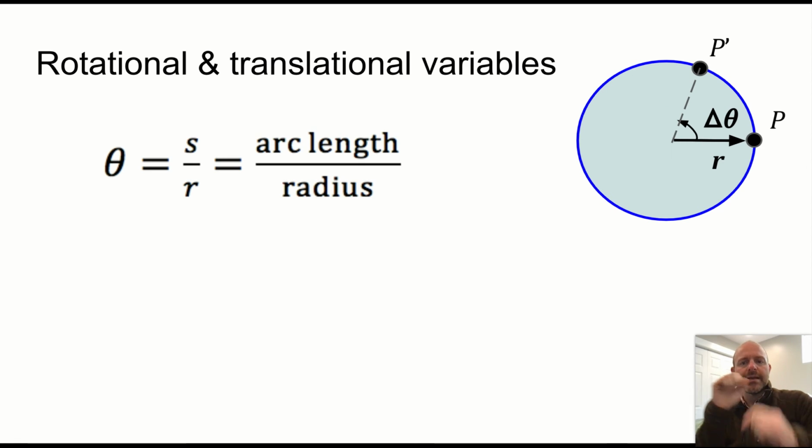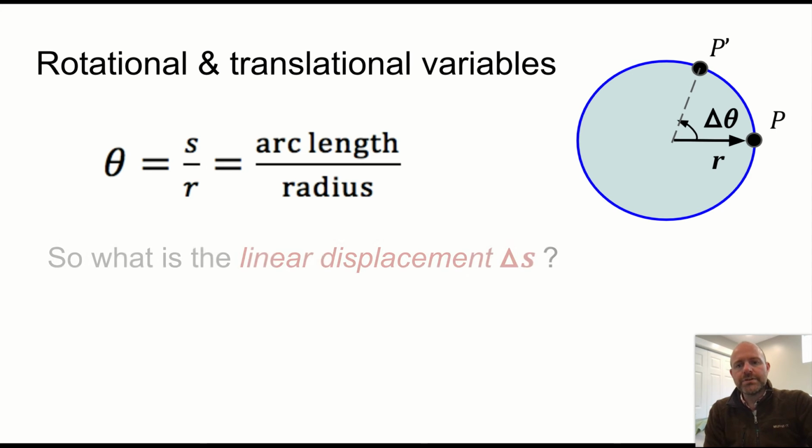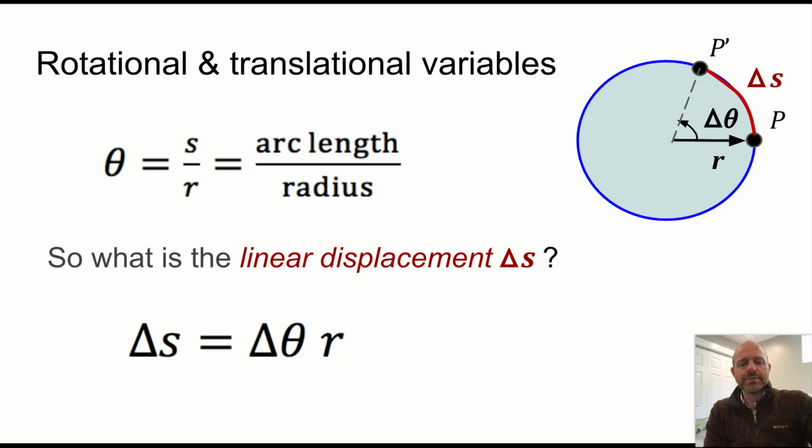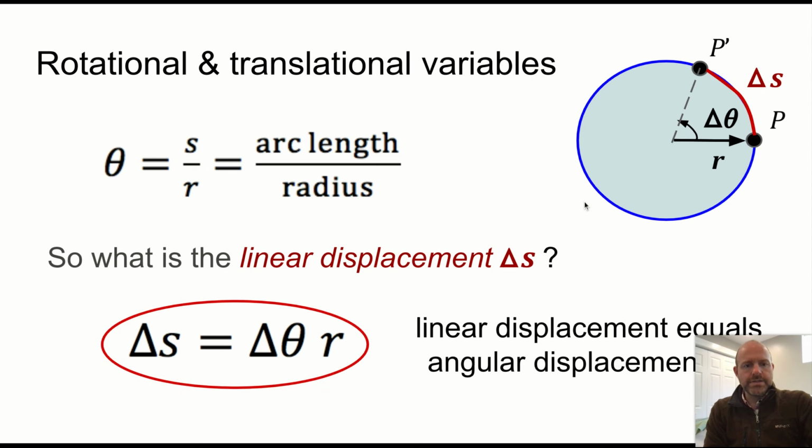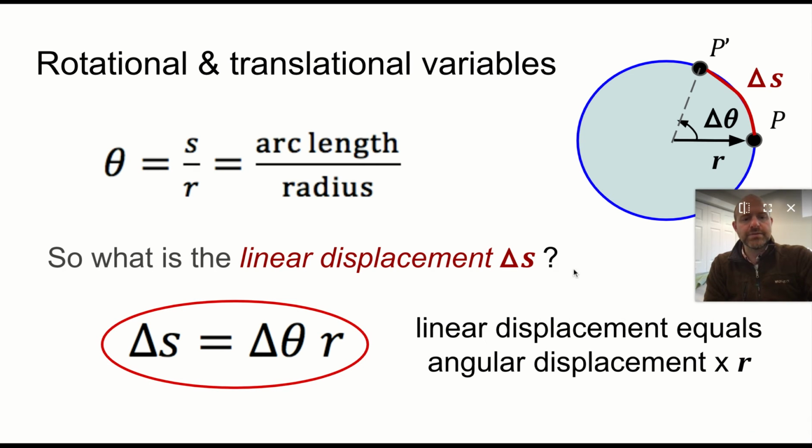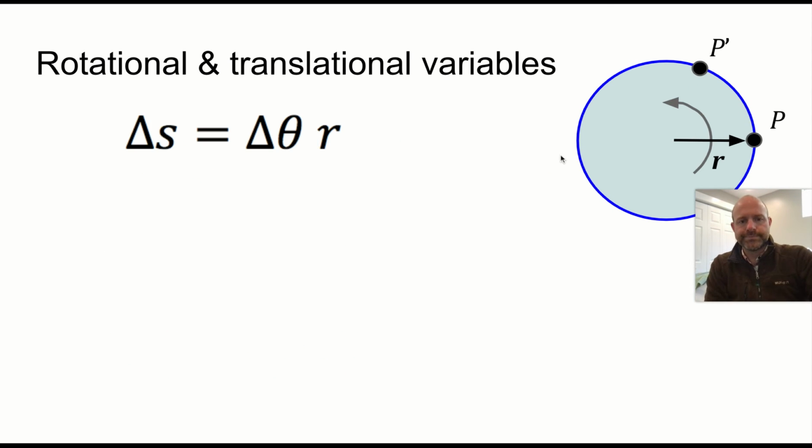So what do we get? Theta is equal to s over r, arc length over radius, which means the linear displacement, delta s, is equal to the change in theta, the angular displacement, times r. Right? So linear displacement is angular displacement times r. And for a point on the circle, that's just the radius of the circle.